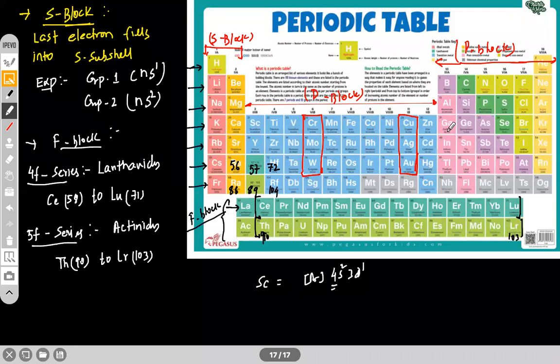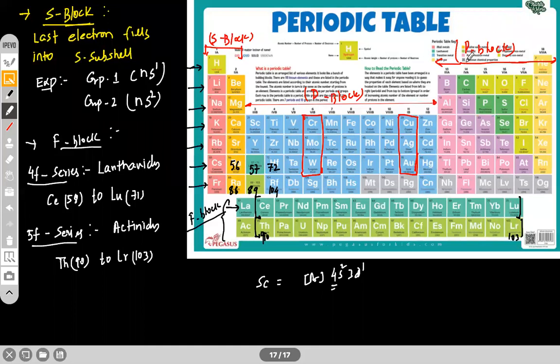So this is how the classification of elements is done. We have s block elements, the last electron fills into the s subshell. p block elements, the last electron fills into the p subshell. d block elements, the last electron fills into the d subshell. f block elements, the last electron fills into the f subshell. Okay, lanthanum is not an f subshell element, it is d, it is not f.